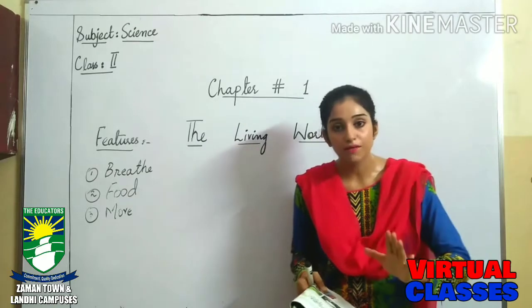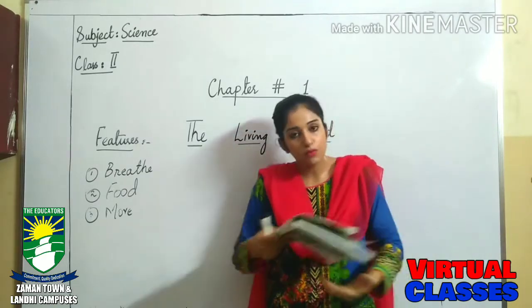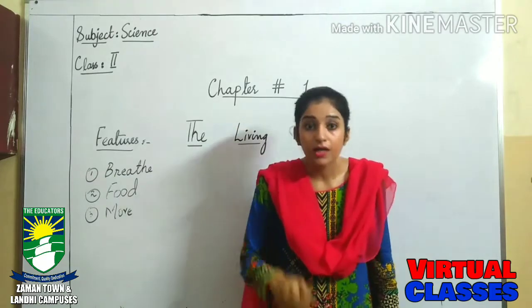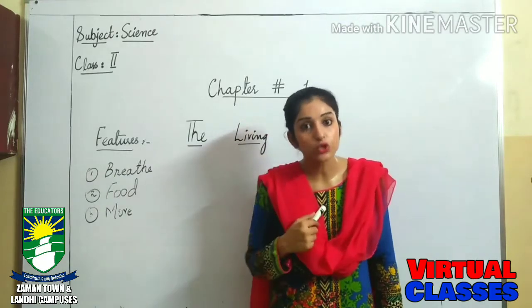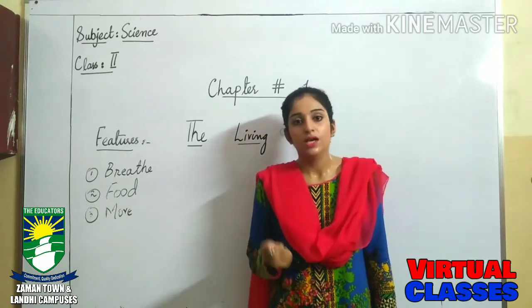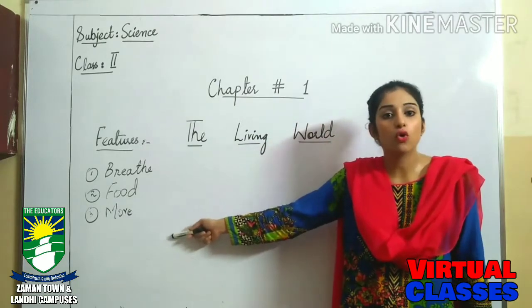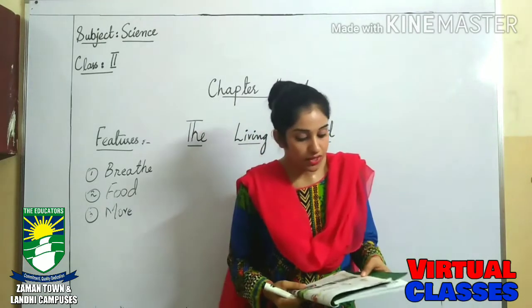If we talk about non-living things, they cannot move by their own self. We move a book, we drive a car. A car is also a non-living thing, but we drive it. It cannot move by itself because it's a non-living thing. So, this is feature number 3, move. Living things can show movement. Now, let's talk about the next one.